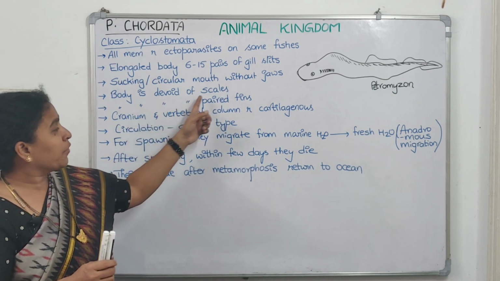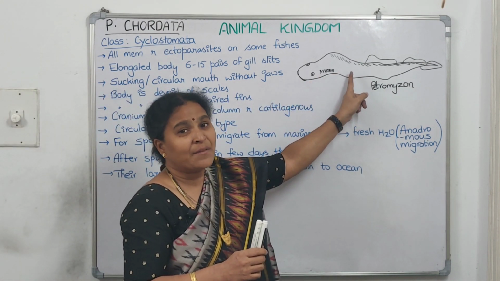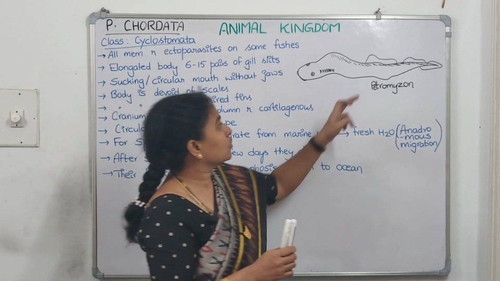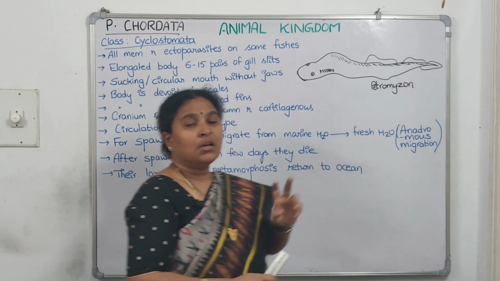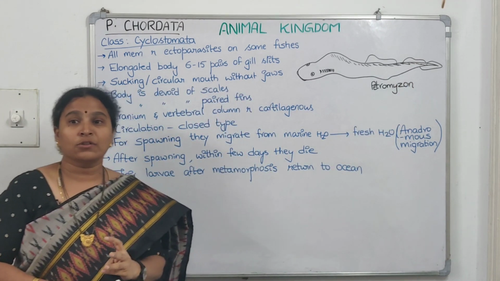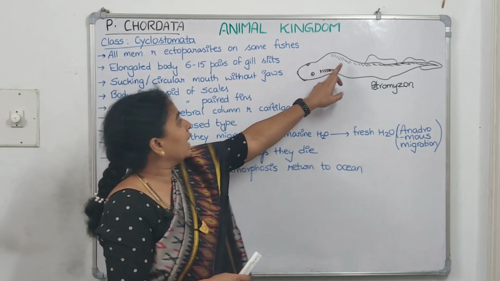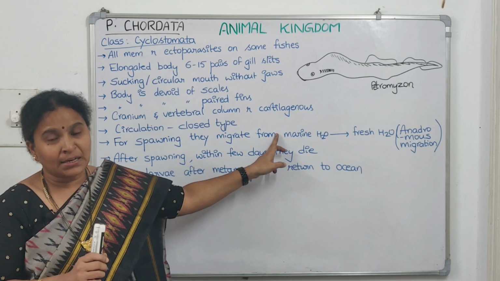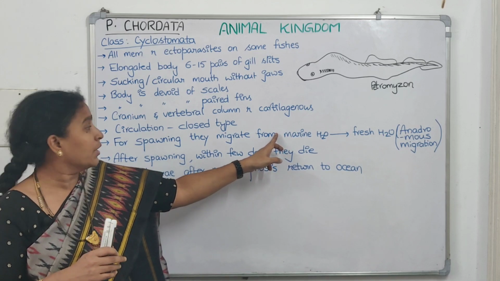Now the body is devoid of scales. Here you can see on the body, the body is eel-like and does not have any scales. And paired fins are also absent. So here a fin is there, this side fin is not there. So the body is devoid of scales and also devoid of paired fins. The cranium and the vertebral column are cartilaginous, giving a flexible eel-like body to it.